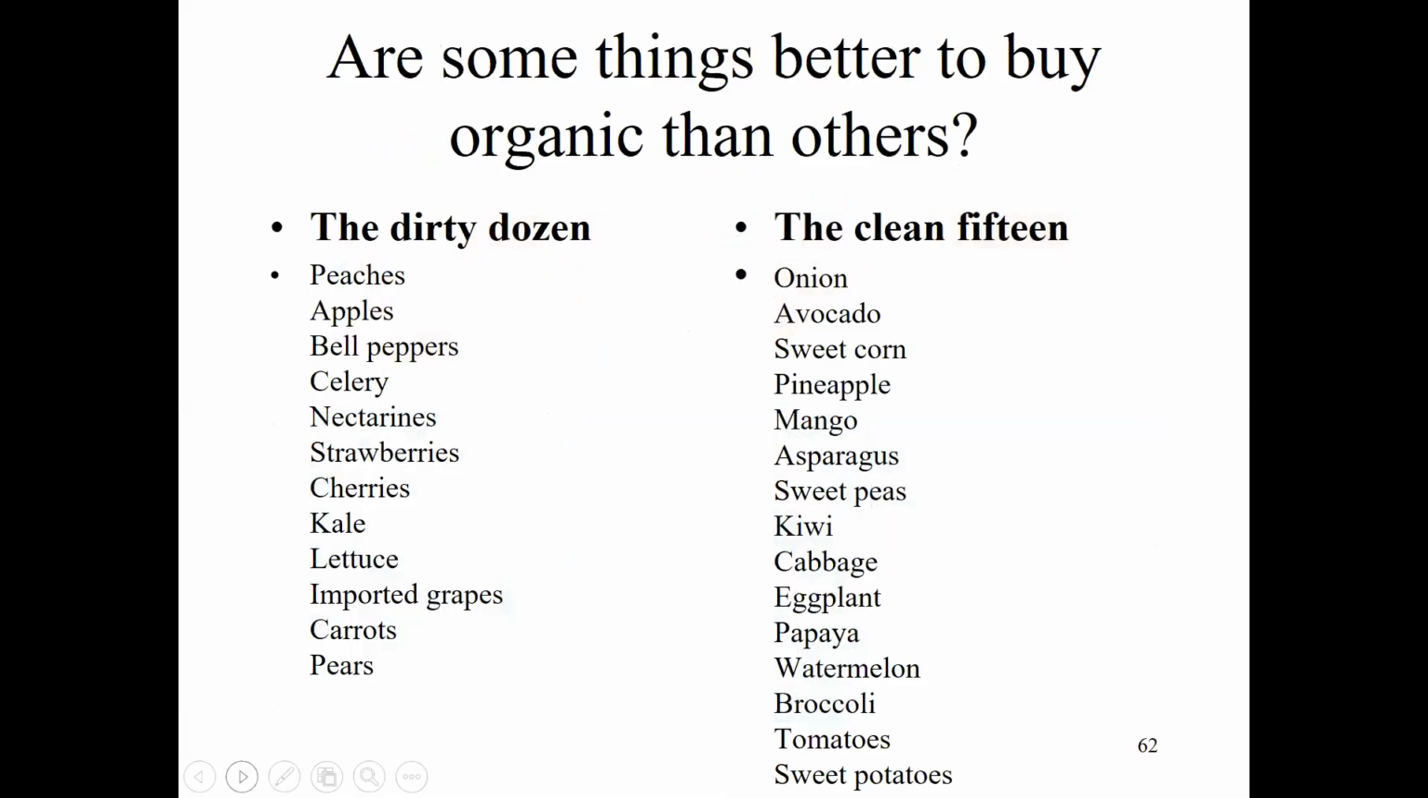This is the Dirty Dozen. Are some things better to buy organic than others? So these are fruits and vegetables that tend to be higher in pesticides, and that's usually because they're more difficult to grow. If you think about these, they don't tend to have natural defenses, meaning that pests can get in and get at them really easily.